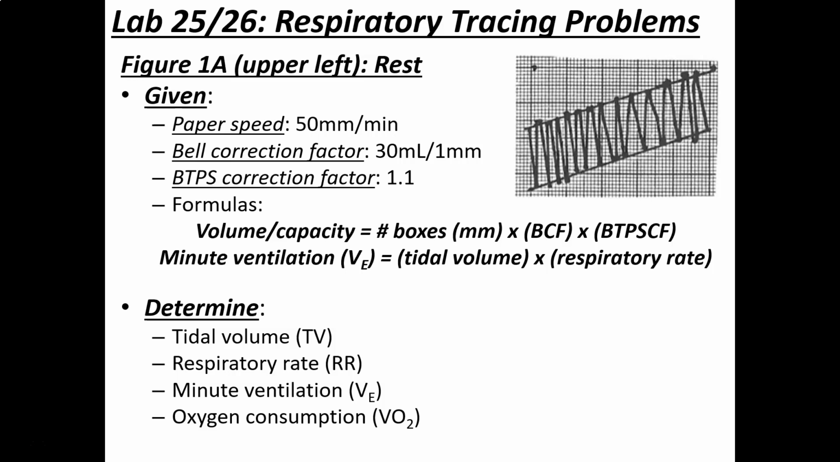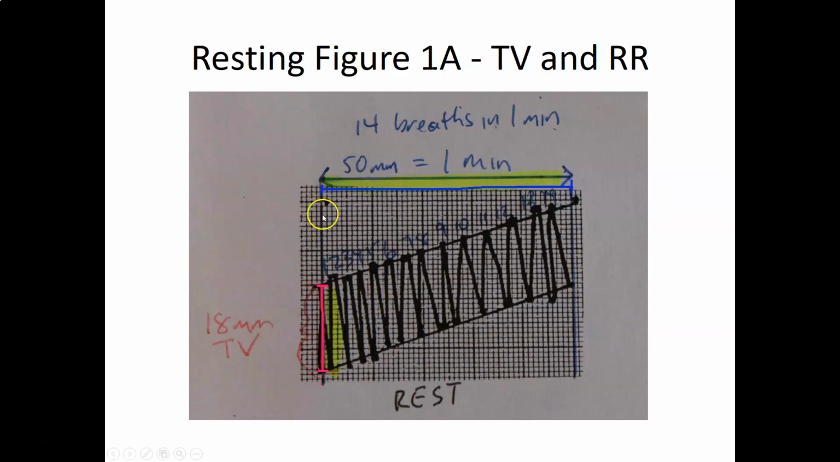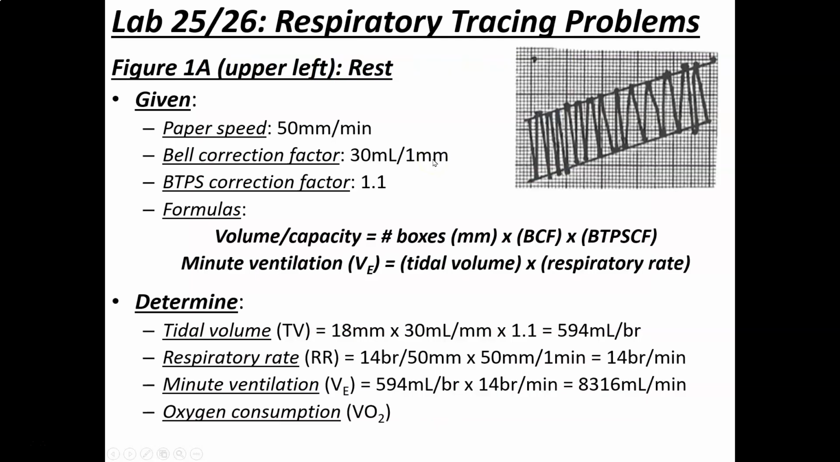So, the way it's done then is here we started at this thick line, right? And we ended at that thick line. So you can see the 50 millimeters here. The paper speed was given as 50 millimeters per minute. Here we counted the breaths, 1, 2, 3, 4, all the way to 14. So that's a minute worth of time. So we get 14 breaths in 1 minute. So my respiration rate is 14 breaths per minute.